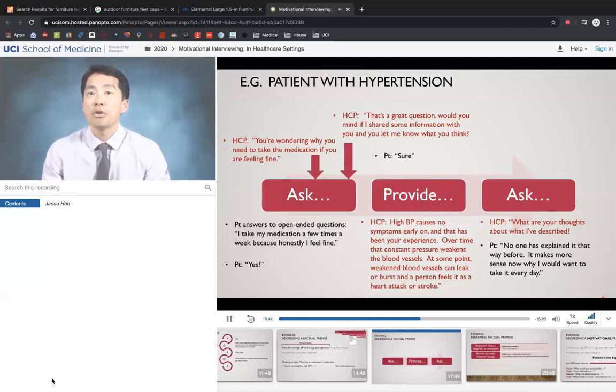"Wow, no one's really explained it to me that way before. I guess it makes more sense now why I would want to take that medication every day." "Well, you just wanted to make sure that it was something that you needed. Where would you like to, or how would you like to proceed from here?"